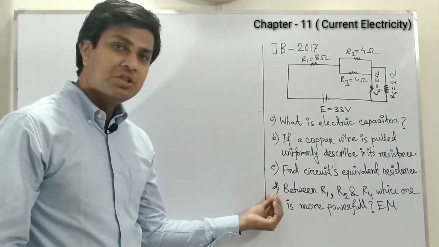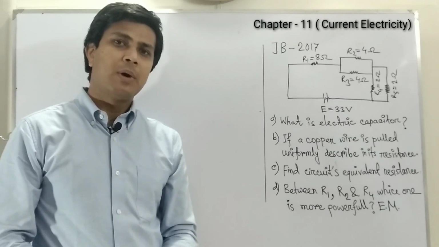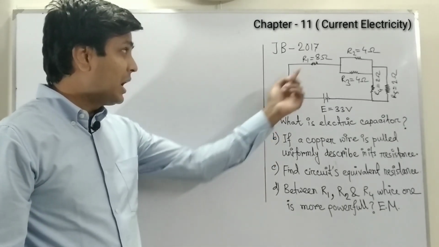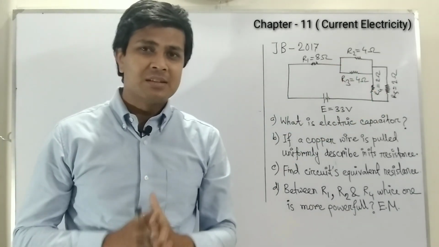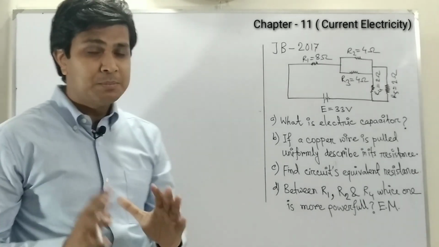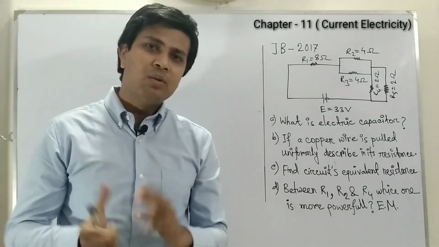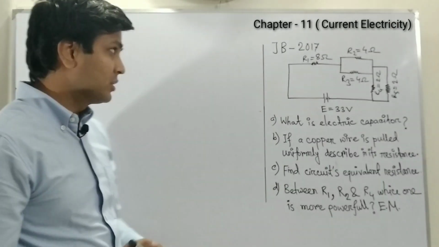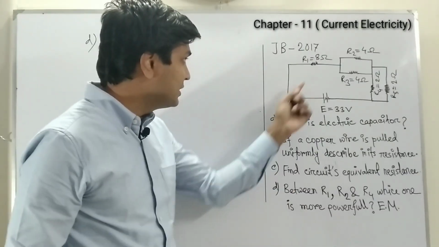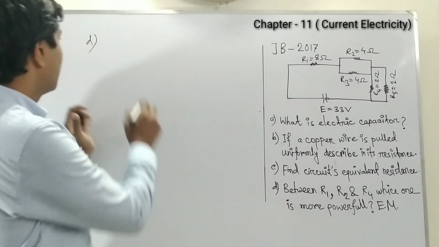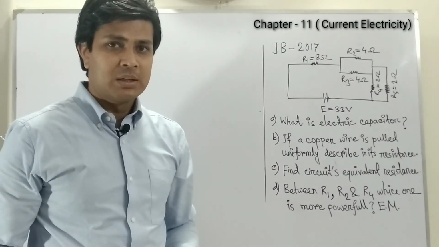Now question number D. The question is, between R1, R2 and R4, which one is more powerful? We have to calculate the power of the R1 resistance, R2 resistance and R4 resistance. And we know there are three formulas to calculate the power: P equal to VI, P equal to I square R, P equal to V square by R. You can choose any one of those three formulas. Let us solve the question. If you want to calculate the power of resistance R1, we have to calculate the current passing through R1.